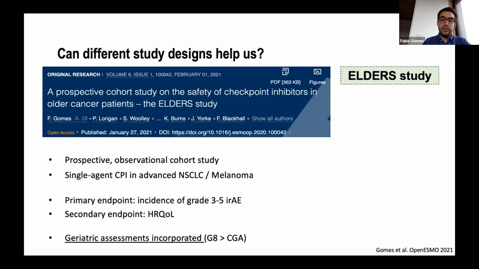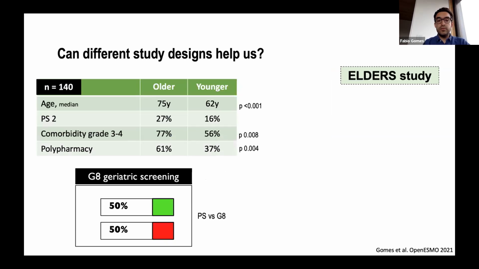But we incorporated geriatric and frailty assessments. I won't have the time to go through all the details, but just to highlight some of the findings. We enrolled 140 patients who were going to go for immunotherapy. And immunotherapy, at least in the UK, and I assume in the majority of countries, is very much limited to patients that are relatively well. And we saw that about half of the patients had a positive screening on the G8 tool.